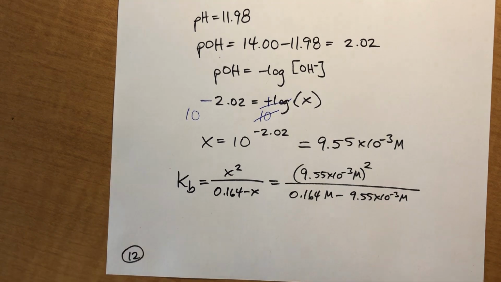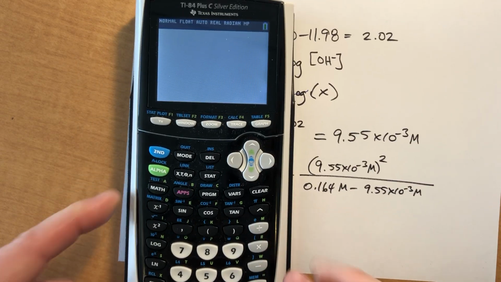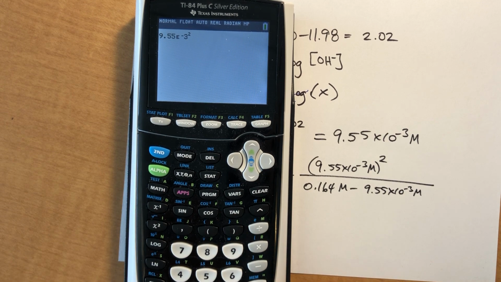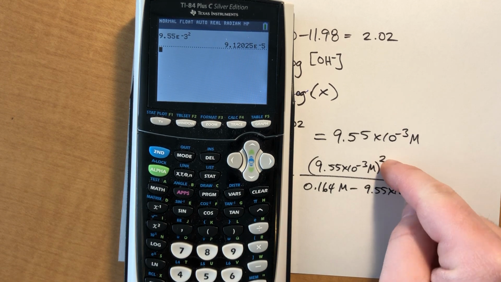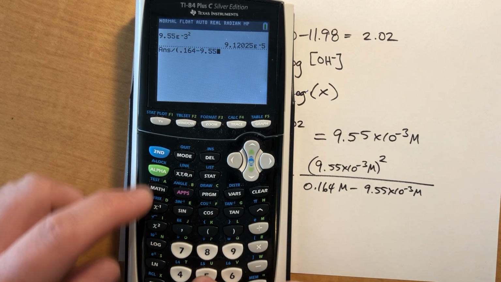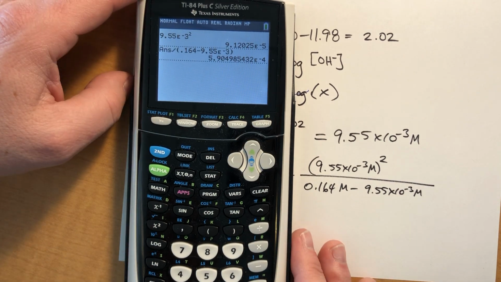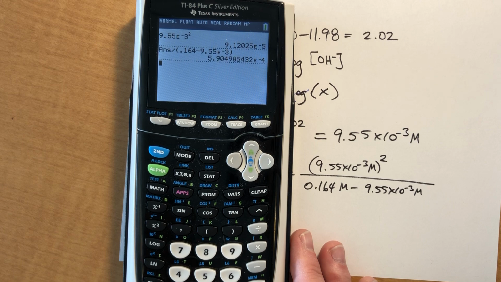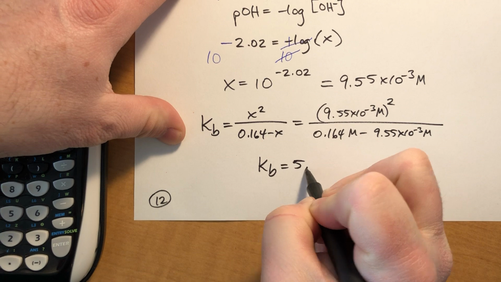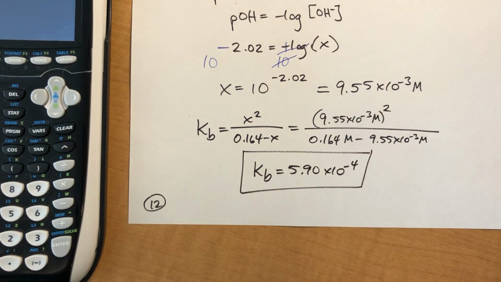Okay. If you type all this in, I guess I'll actually do the legwork here. 9.55 e to the -3rd squared. Okay, that's the top part. Divided by 0.164 minus 9.55 e to the -3rd. And I got 5.90 times 10 to the -4th. And that's our Kb value.